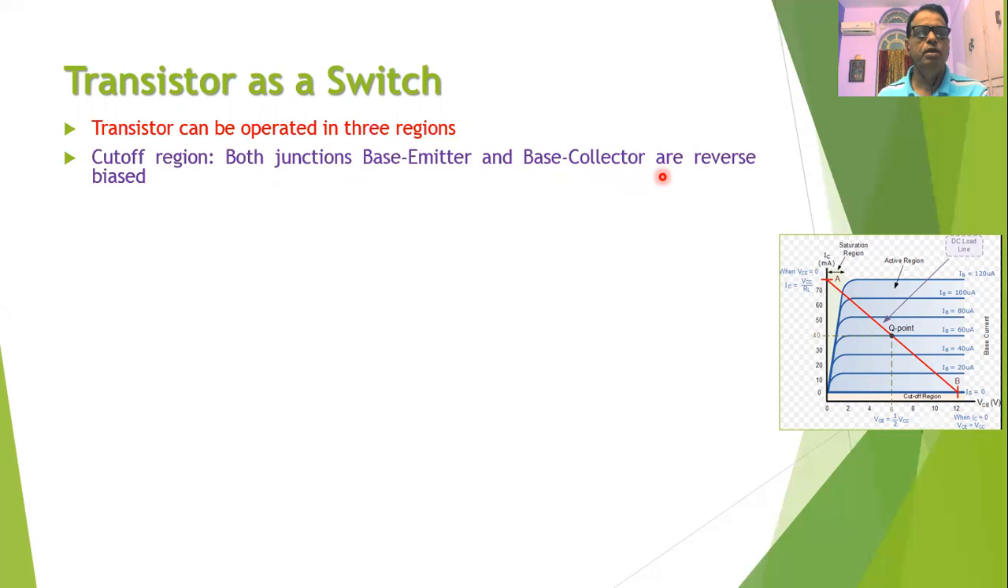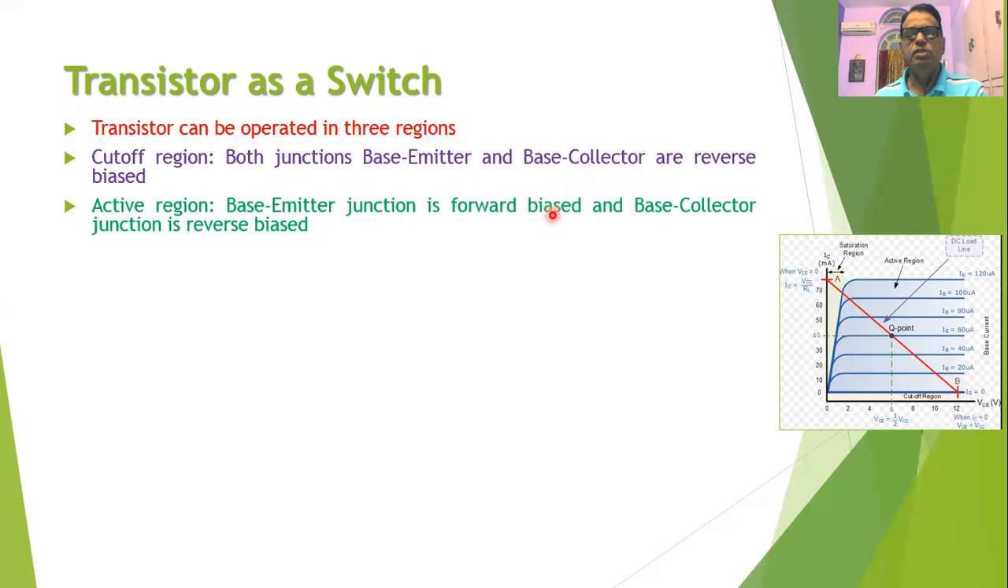Another region of the transistor is called the active region. In active region, the base emitter junction of the transistor is forward biased, but the base collector junction of the transistor is reverse biased. So whenever we want to use the transistor as an amplifier, it is necessary that we should keep the transistor only in active region.